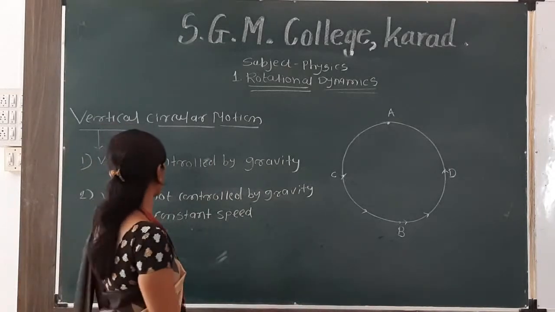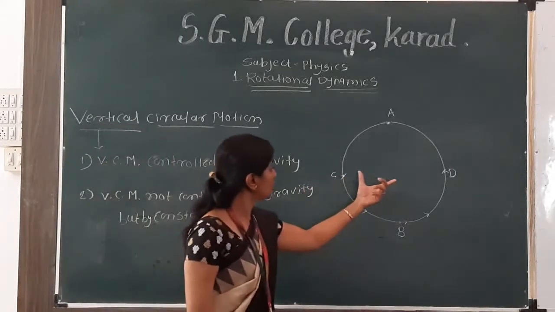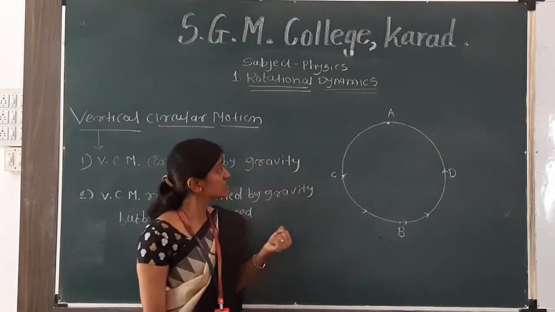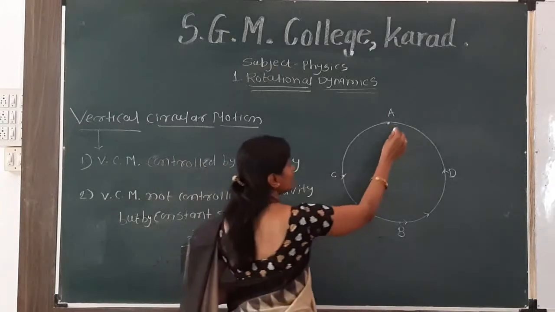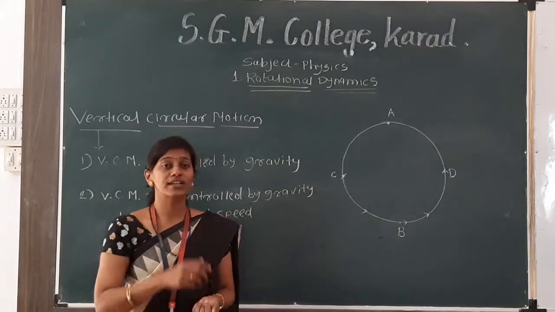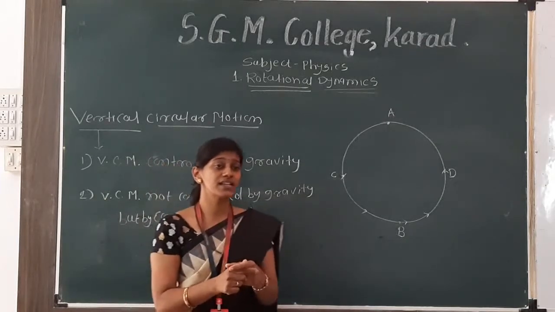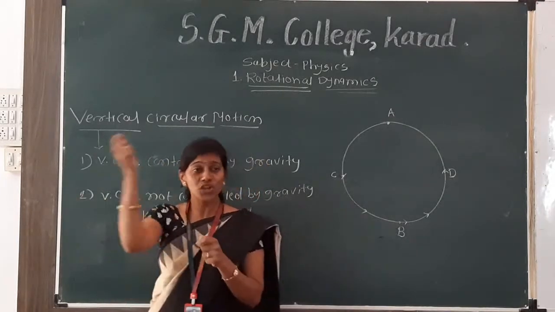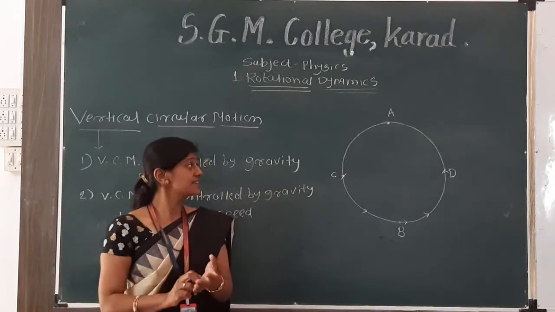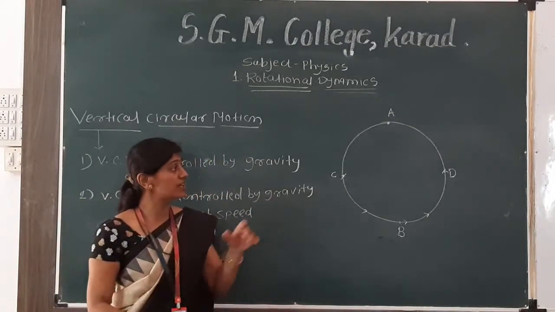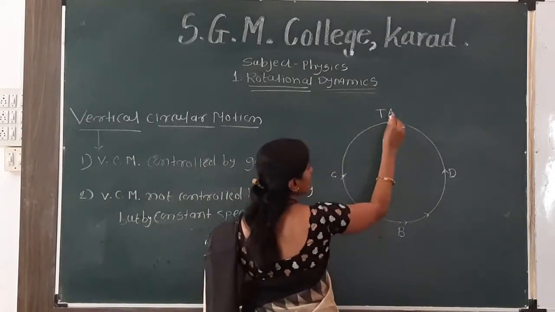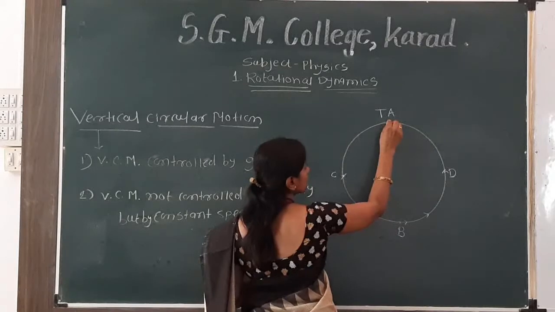What is the definition? Very simple: we already learned that in non-UCM the direction is going to change. Here in vertical circular motion, tension is present everywhere. Just now I told you we are taking a string, one end of the string is tied to a stone, and we are going to revolve that. It is going to move in a vertical circular motion. If the string is tied to the stone, there is tension present. So at every place the tension is different. At the topmost position the tension is TA.